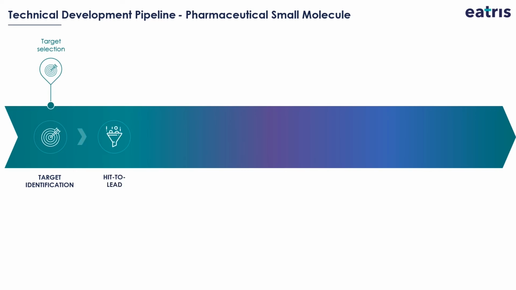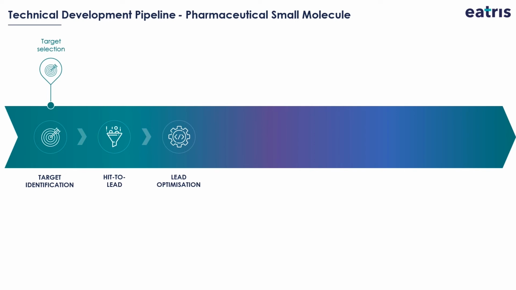Once you selected your target, you're looking to find a small molecule that can modulate the target. To identify those molecules, you typically use a process called high-throughput screening. With high-throughput screening, you initially screen hundreds of thousands of molecules. Those molecules that interact with your target are called hits. These molecules are then further optimized with respect to properties such as solubility and toxicology, resulting in so-called lead compounds.